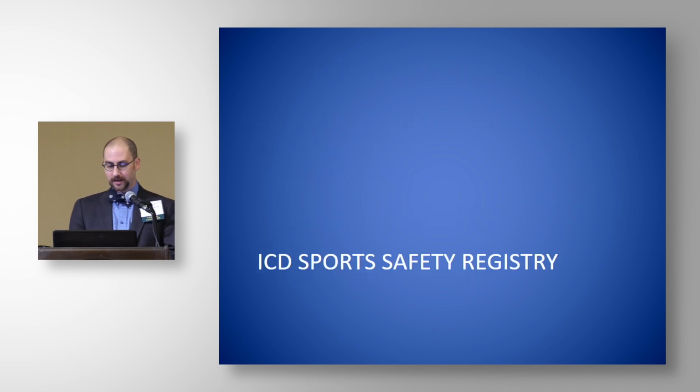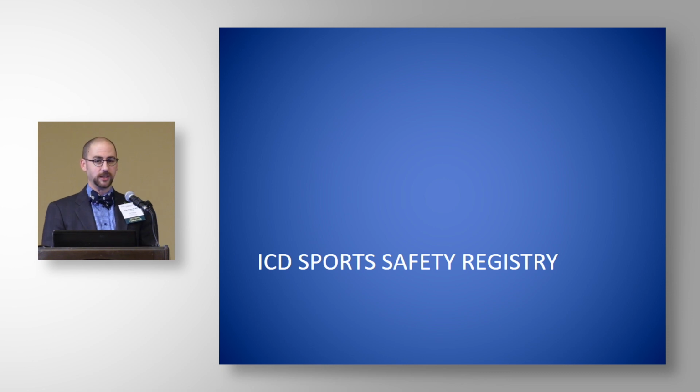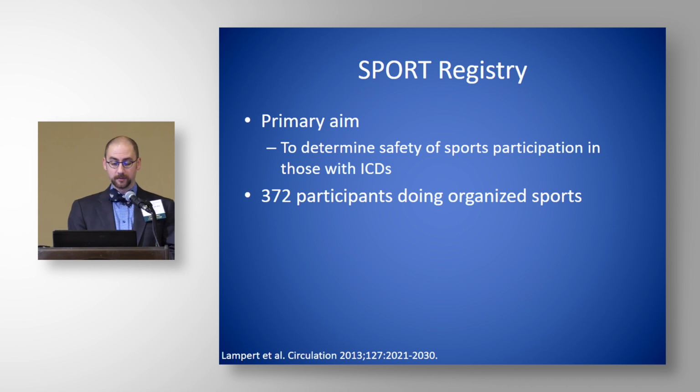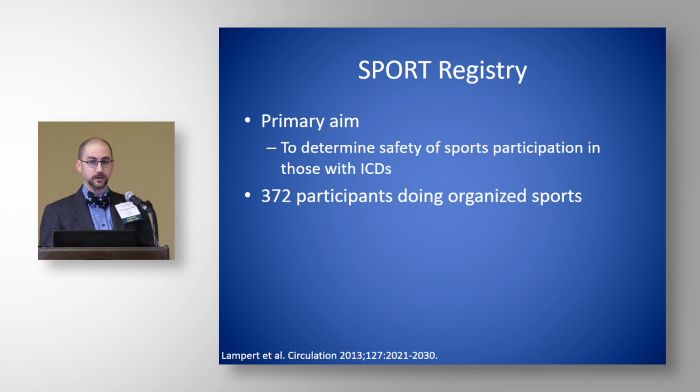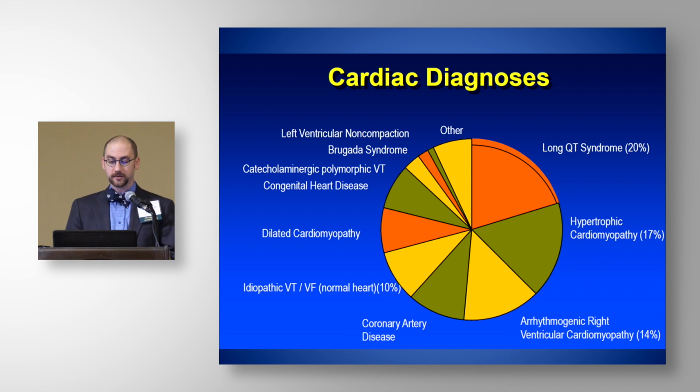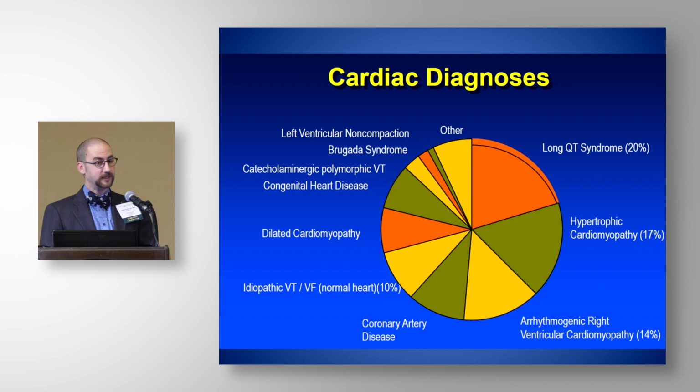We're going to talk about the ICD Sports Safety Registry because this is really the only data that exists, but it's a pretty good database. So the Sport Registry, which again Dr. Lampert did, published in 2013, the primary aim of this was to determine the safety of sports participation in those with ICDs. The initial publication had 372 participants doing some sort of organized sport, with a smattering of all the diseases that we've been talking about here. So the big ones were long QT, hypertrophic cardiomyopathy, ARVC. It did have coronary disease because there was not an upper age cutoff, and then idiopathic VF and a few others.